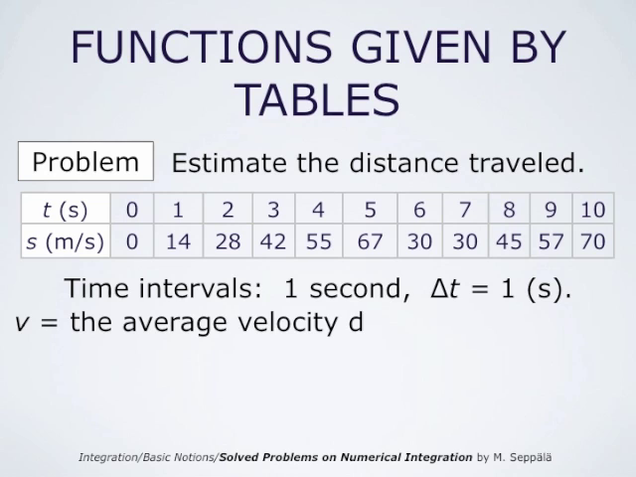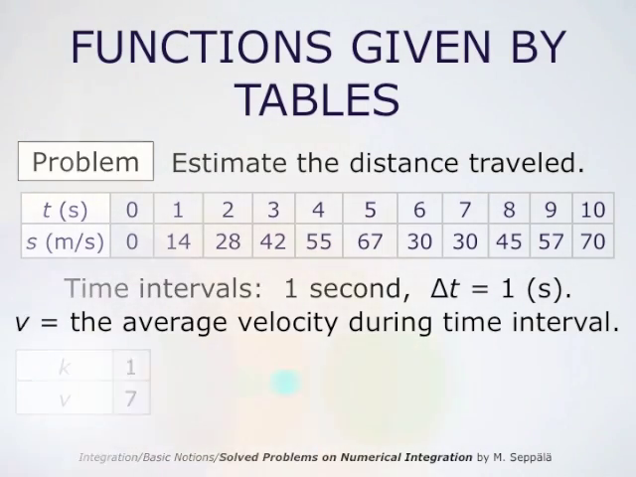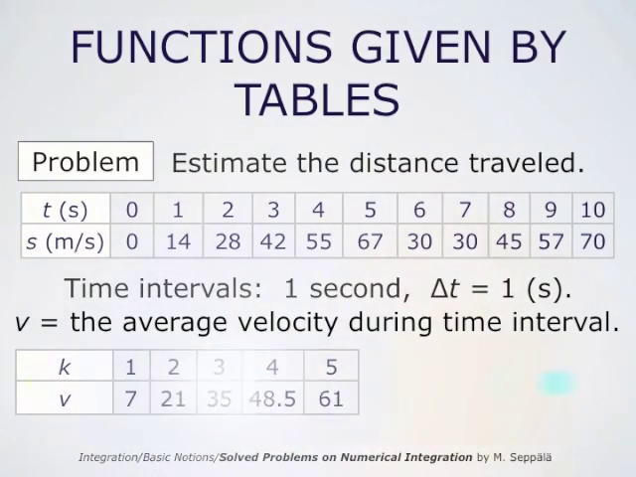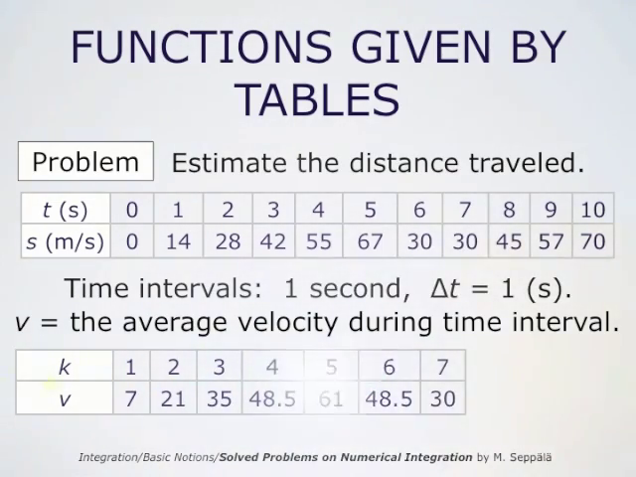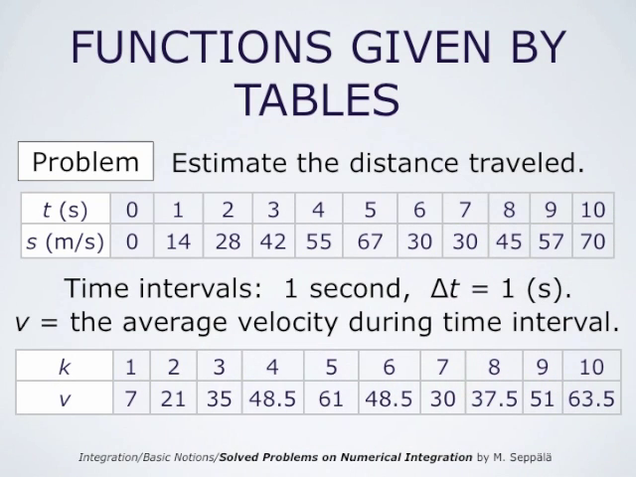And next we compute the average velocity during the time interval. So for the first time interval, from 0 to 1 seconds, the average velocity is the average of 0 and 14, so it is 7. And during the second time interval, the average is the average of 14 and 28, it's 21, and so forth. So these numbers that we have for the average velocities are the averages of 2 subsequent numbers in the first table. So they are average velocities during the corresponding time intervals.